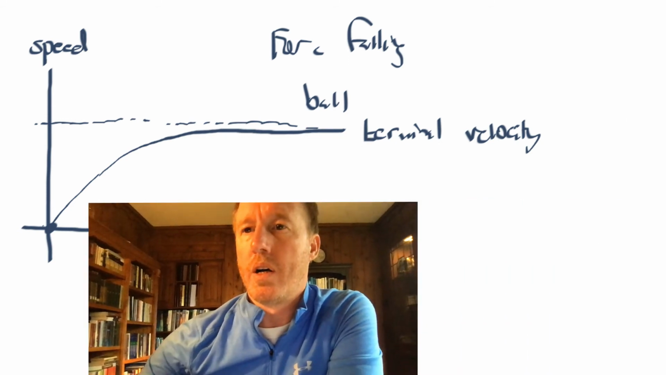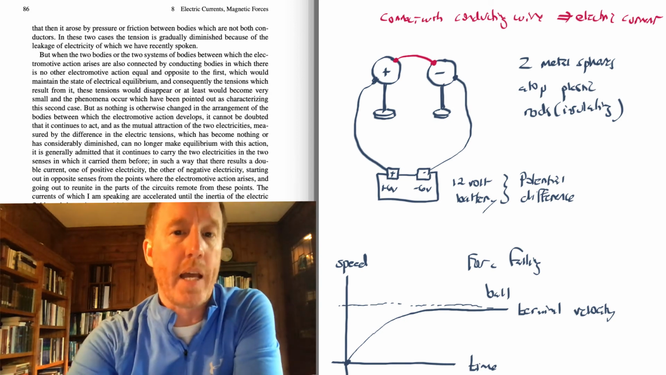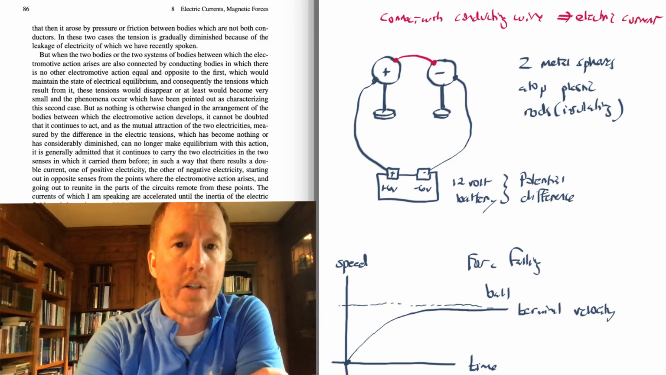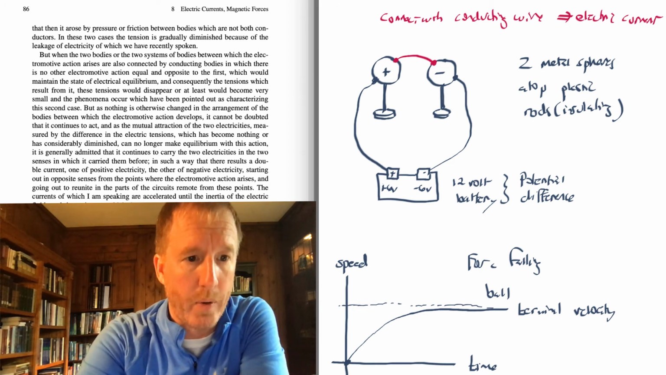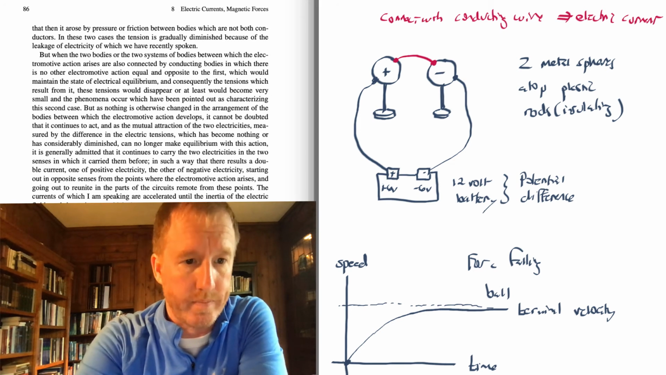That is how Ampere is imagining the current behaving in this circuit. There's an electromotive force that accelerates the current until eventually there is some drag exerted by the conducting wire on the fluid that is trying to accelerate through it. At that point, it experiences a constant electrical current.